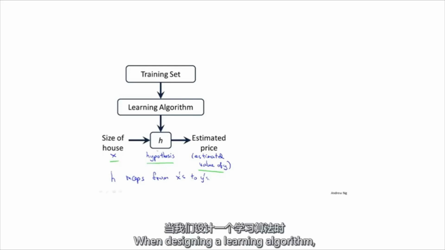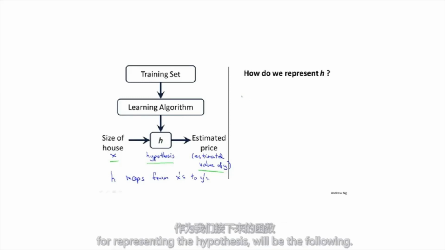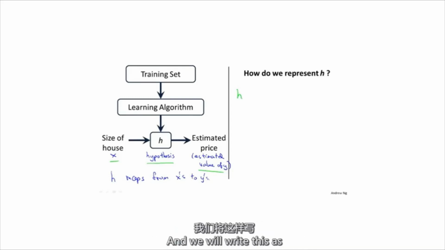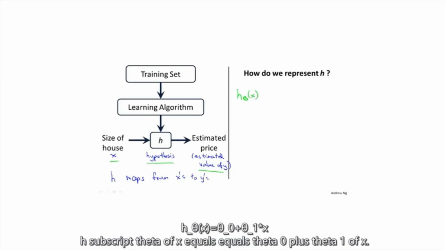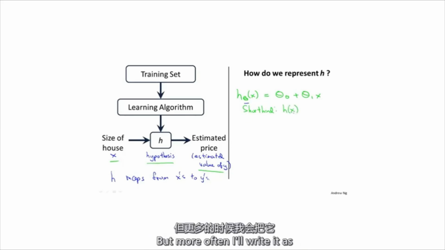When designing a learning algorithm, the next thing we need to decide is how do we represent this hypothesis h? For this and the next few videos, our initial choice for representing the hypothesis will be the following. I'm going to represent h as follows. I'm going to write this as h subscript theta of x equals theta 0 plus theta 1 of x. And as a shorthand, sometimes instead of writing h subscript theta of x, I'll just write this as h of x, but more often I'll write it with a subscript theta there.